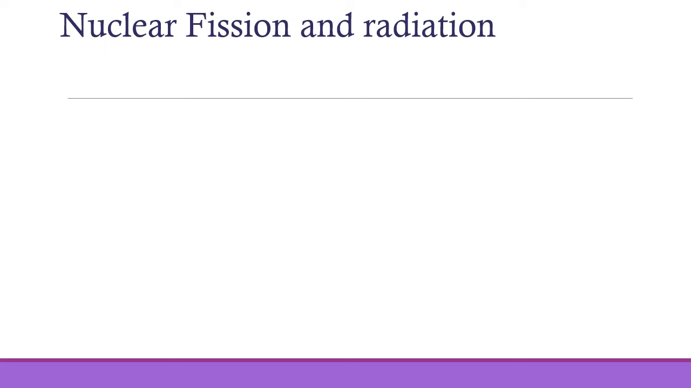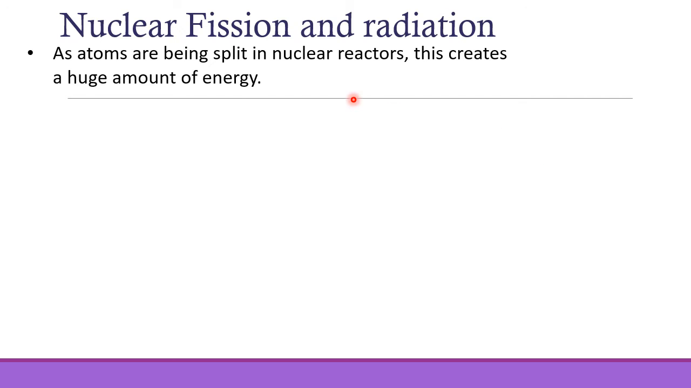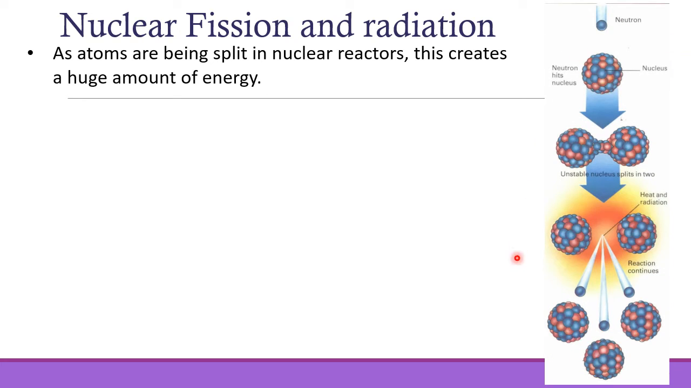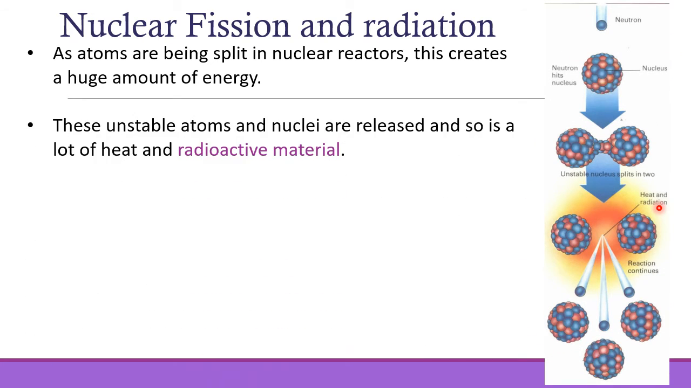So nuclear fission and radiation. As atoms are being split in nuclear reactors, which we looked at last lesson, this creates a huge amount of energy. Now, nuclear fission, remember, is the splitting of the atom. So here's our diagram to remind us. Now, these unstable atoms and nuclei are released, and so is a lot of heat and radioactive material.